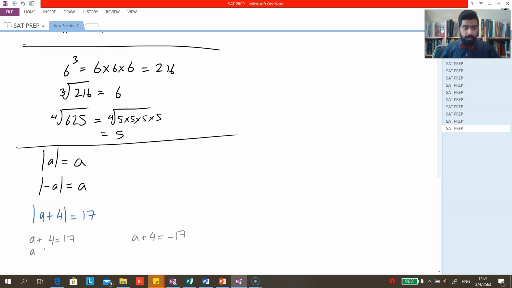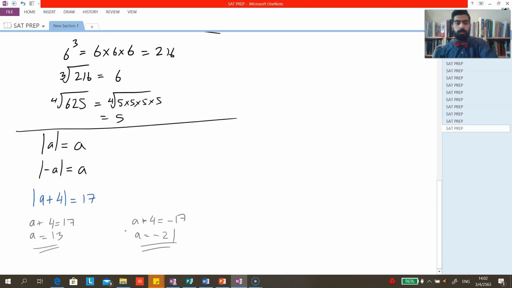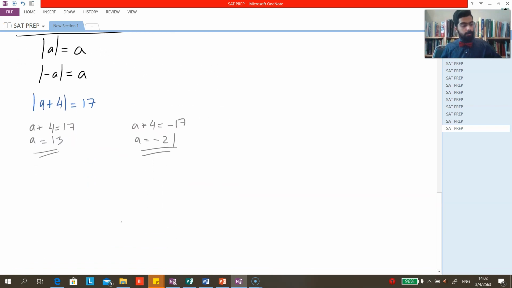In this case, if we subtract 4 from both sides, we will have 17 minus 4 is 13. And here, if we subtract 4 from both sides, we will have A is equal to negative 17 minus 4, which will be equal to negative 21. So we would have two values here. Right, guys, this is a little bit about absolute value.